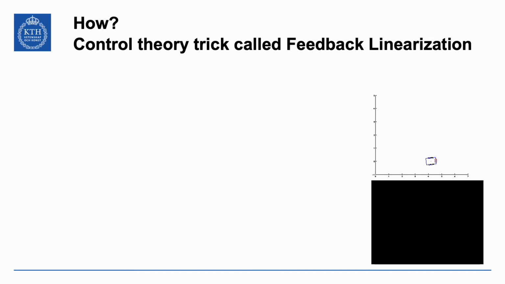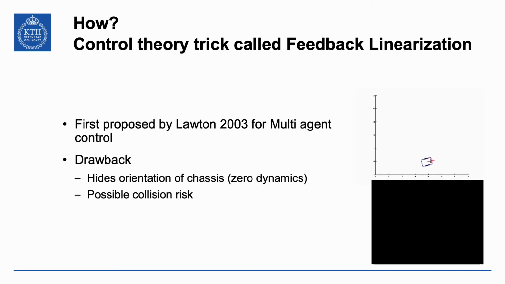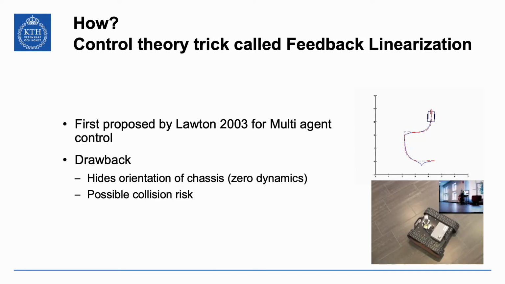So how, you might ask, do we achieve this decoupling? Well, it's a control theory trick called feedback linearization. It was proposed in a paper some 20 years ago by Lawton for multi-agent control purposes, but now we're using it for teleoperation. The drawback is that it hides the orientation of the chassis of the robot, thereby providing a possible collision risk.